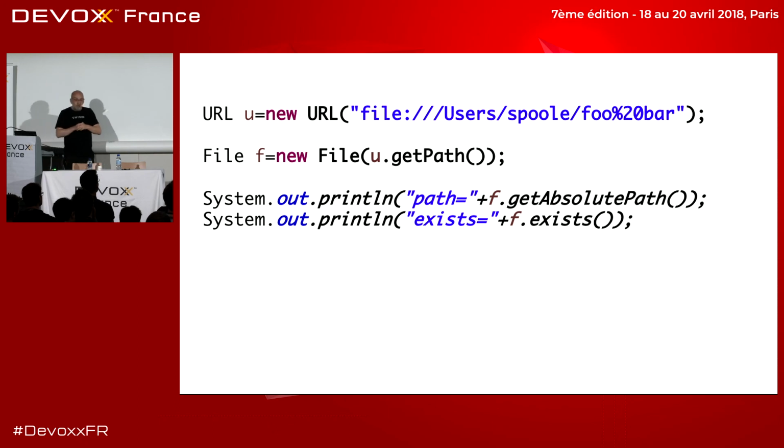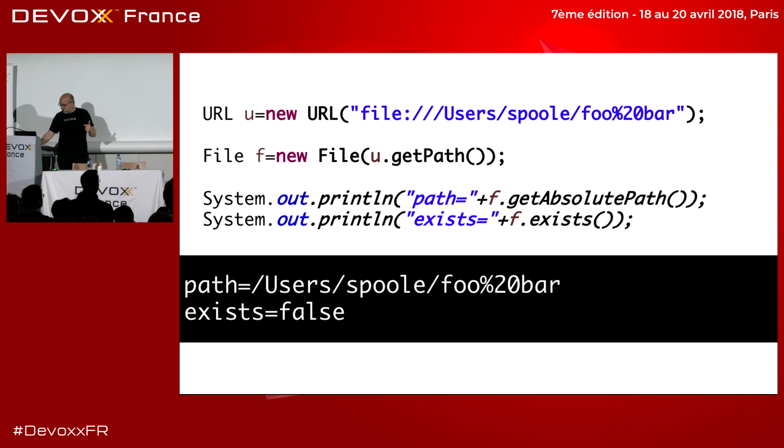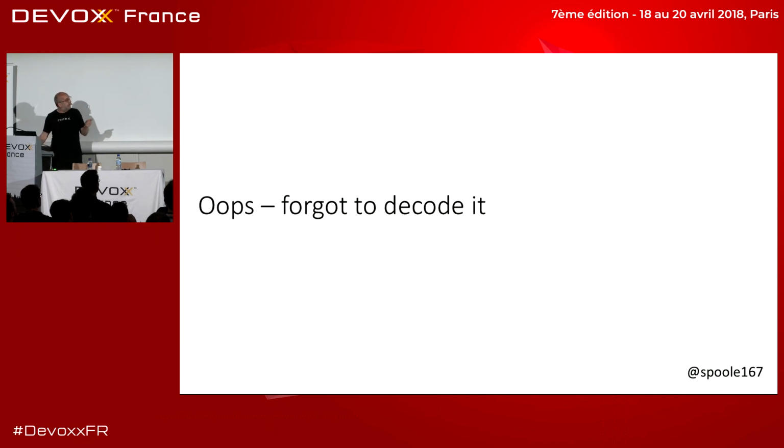And then I write some code around that, so I want to be able to print it out and check if it exists. So I've got my string, I create a file from the URL, and I print out two things. One is, get me the absolute path, and the other thing is, does it exist? They're my two checks. So I run that. First one says, there's the path as expected. The second one says, false. Okay, that's a problem because I thought I'd created the file. So what's the problem? I forgot to decode it.